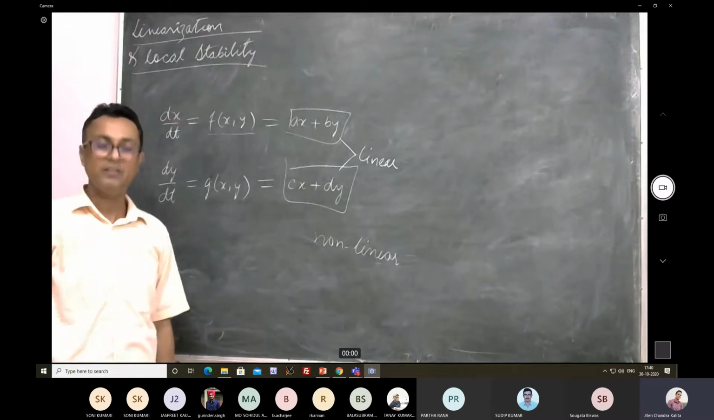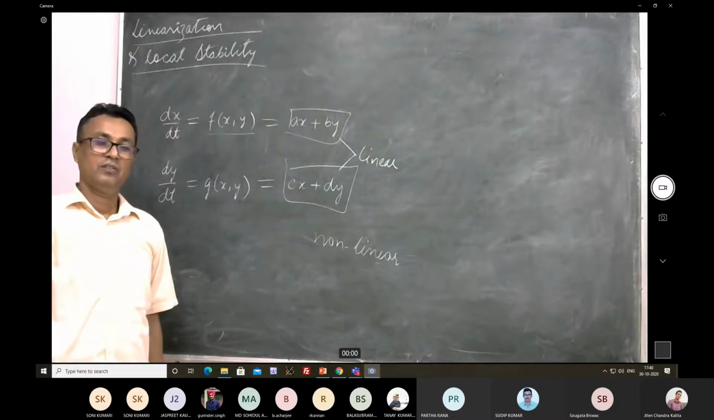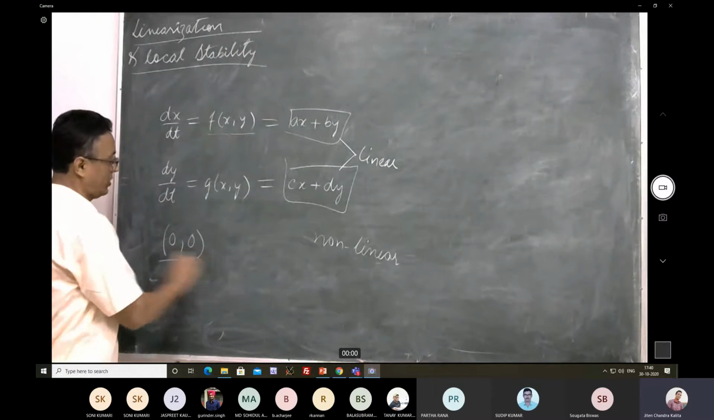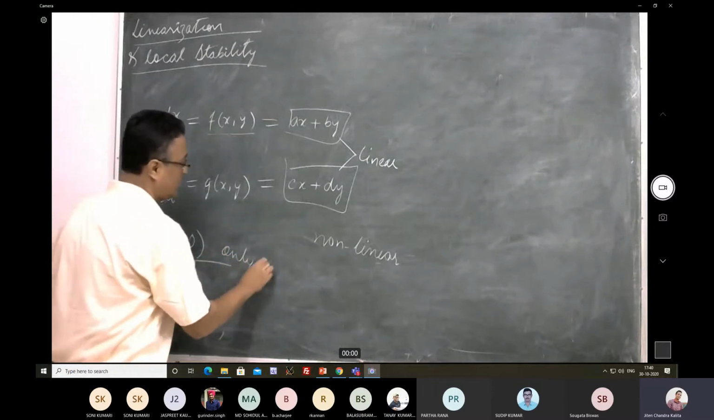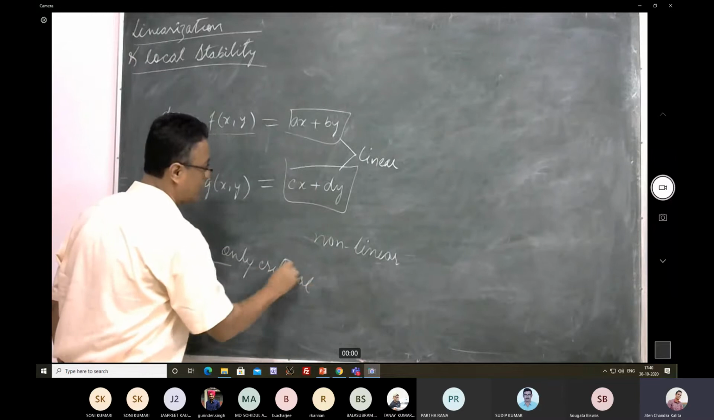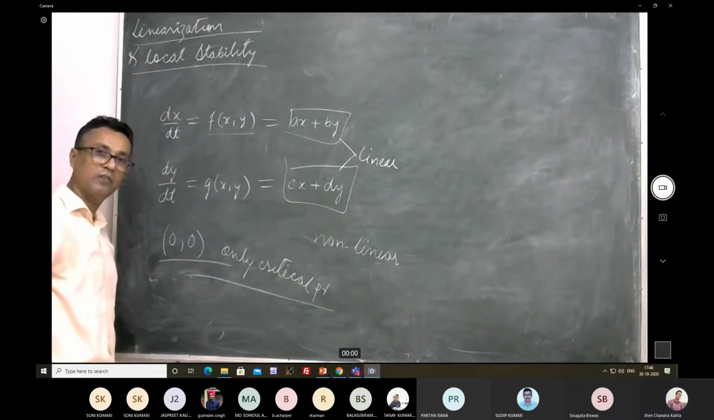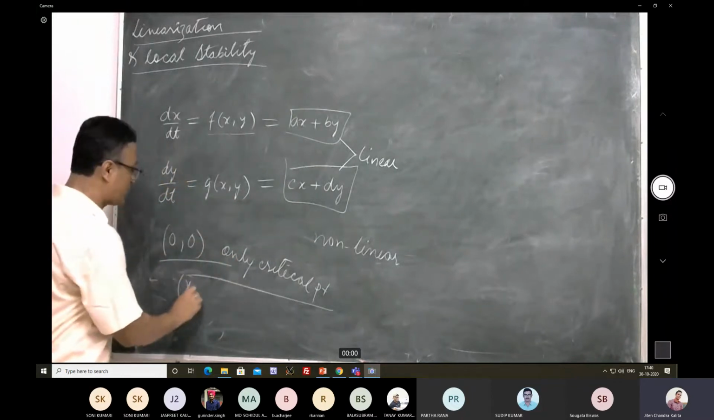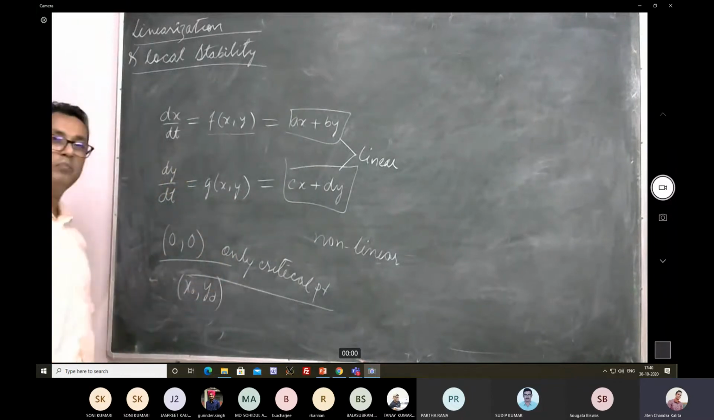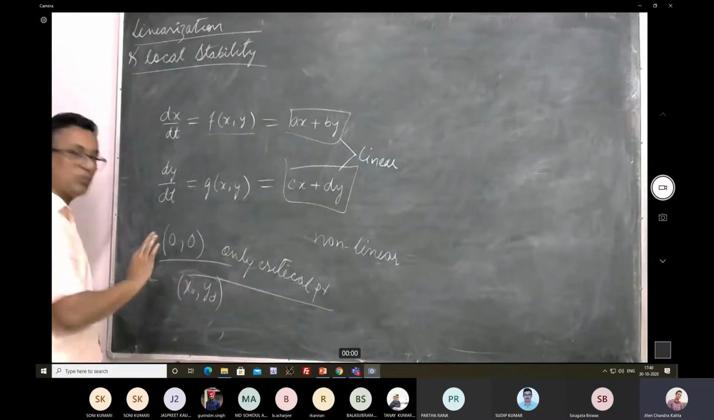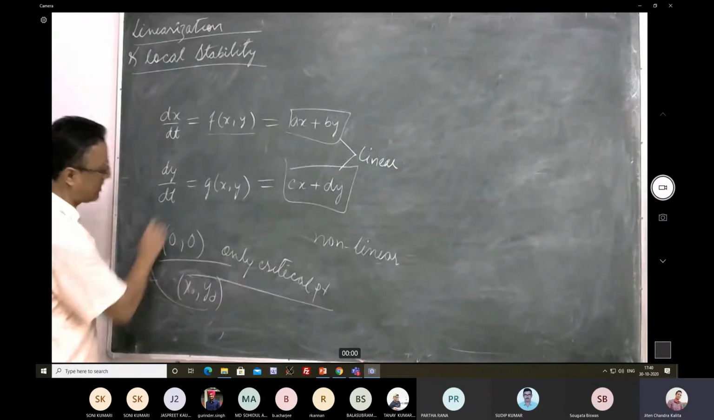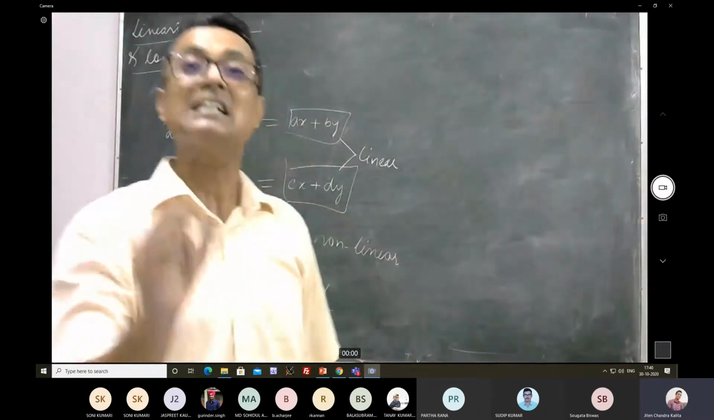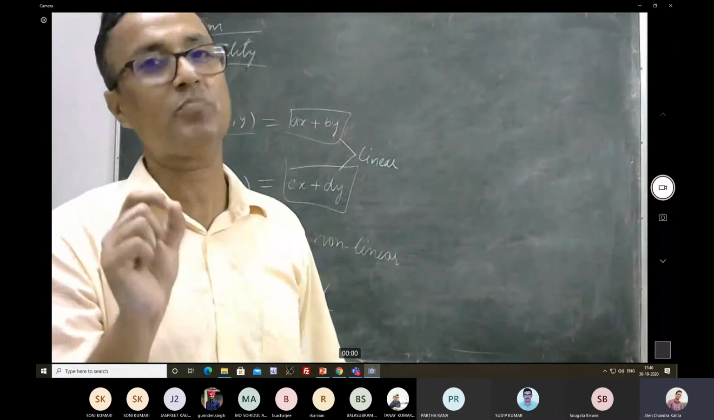Is it okay with everybody? 0, 0 was the origin. The origin was our only critical point. Basically, it could have been something else also, x naught, y naught, but we used some transformation so that x naught, y naught can be converted to 0, 0. So basically, we ended up with only one single critical point. That is the most important thing here.